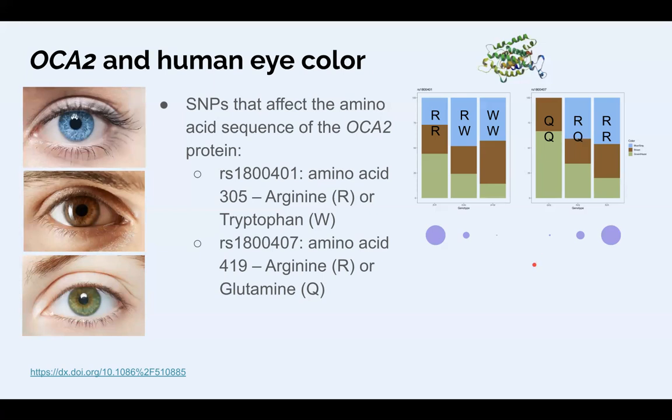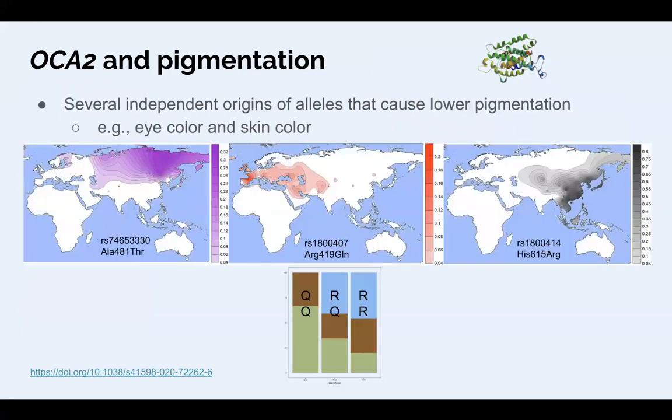That would be due to one or both of these SNP mutations. So you can look at, even more broadly across the human population. These are some SNPs that also affect OCA2. They're not necessarily associated with eye color. They could be associated with skin pigmentation. But this, I kind of like this study.